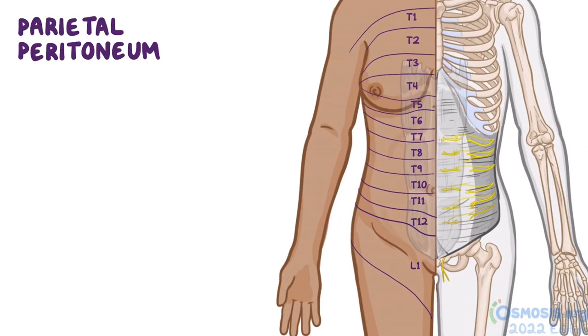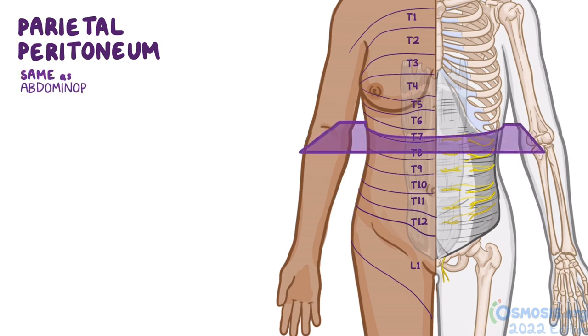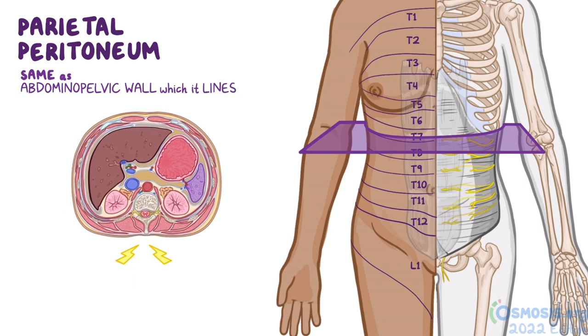On the other hand, the parietal peritoneum has a somatic nerve supply, which is the same as the adjacent abdominopelvic wall which it lines. When the parietal peritoneum is irritated, pain sensation travels back with these somatic nerves to the spinal cord. Somatic pain is typically sensed as a sharp, localized pain specific to the spinal level innervating that irritated area.